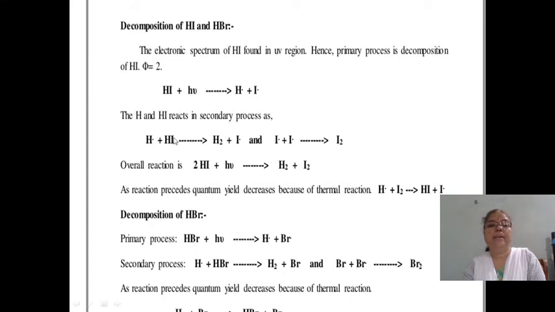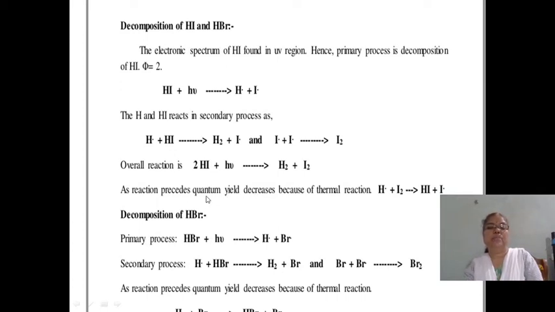Then in the secondary process, this free radical combines with a normal molecule of HI and produces a hydrogen molecule and an iodine free radical, and then these two iodine free radicals combine. Here I2 is formed and the overall reaction is 2HI plus 1 h nu. It gives H2 plus I2.